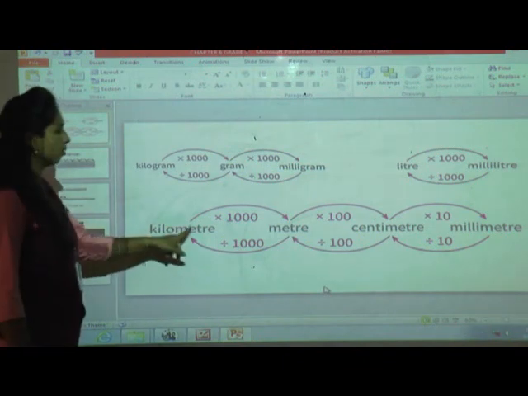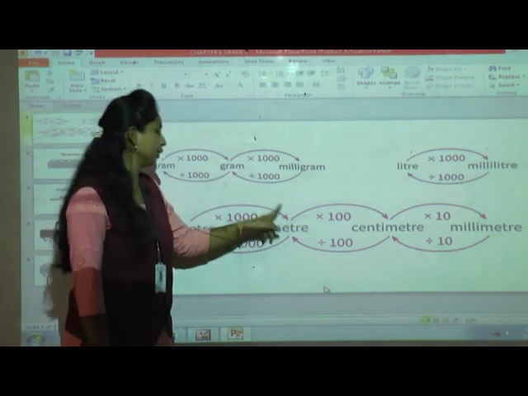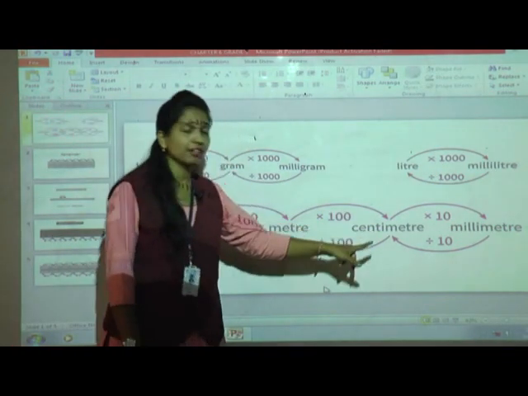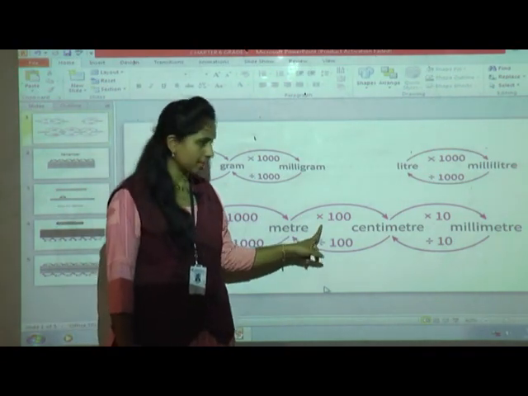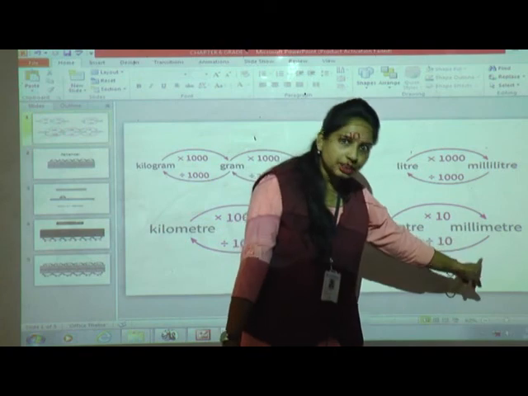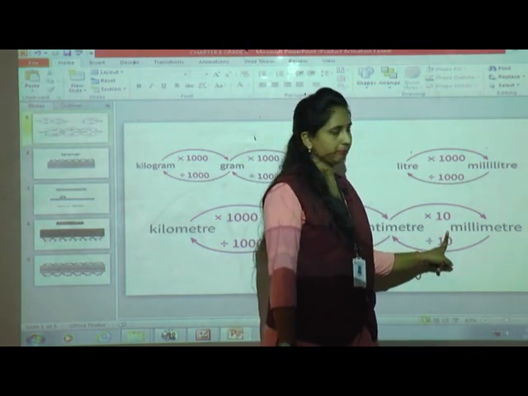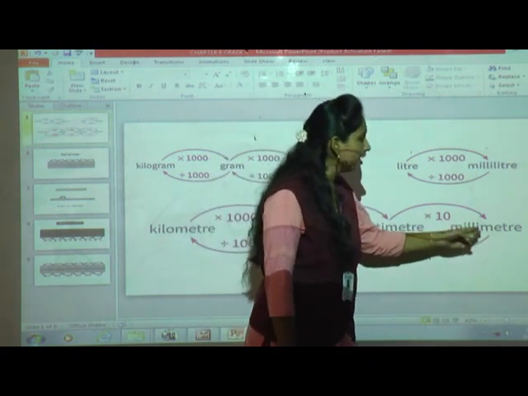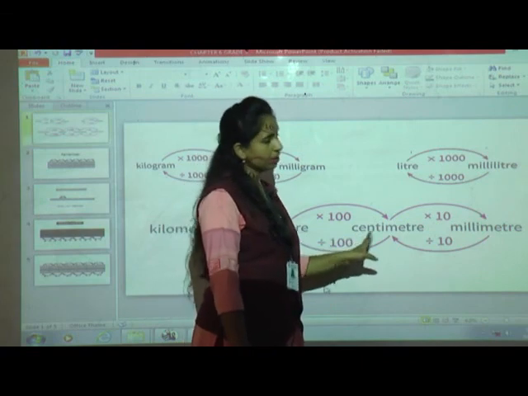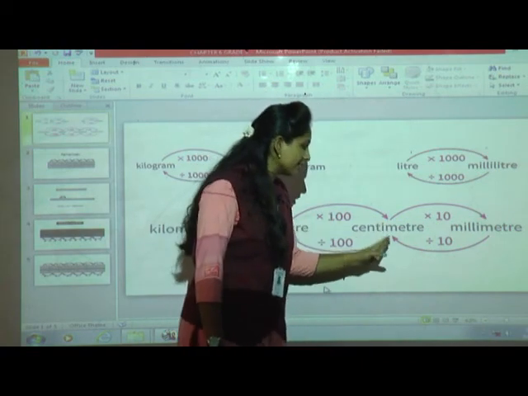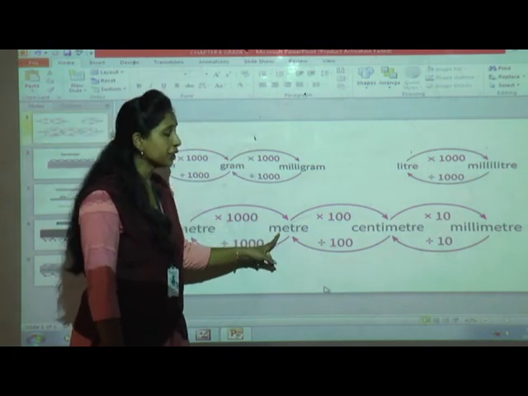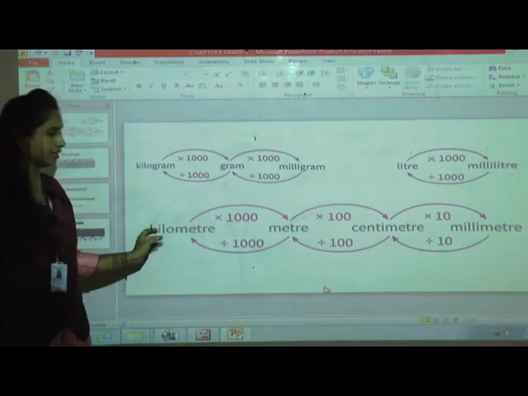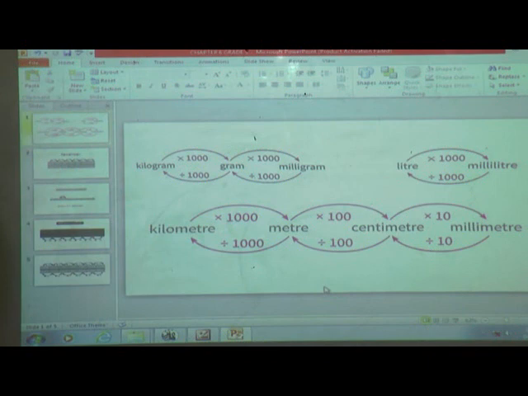Now see here, kilometer. If you want to convert kilometer into meter, what do we do? We multiply by 1000. And meter, if you want to convert into centimeter, we multiply by 100. And centimeter, if you want to convert into millimeter, you multiply by 10. And now the lowest unit into the highest unit, for example, millimeter into centimeter, you have to divide by 10. And centimeter into meter, you need to divide by 100. And meter into kilometer, you need to divide by 1000.